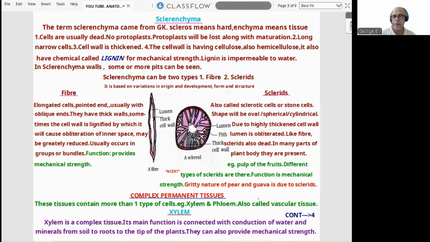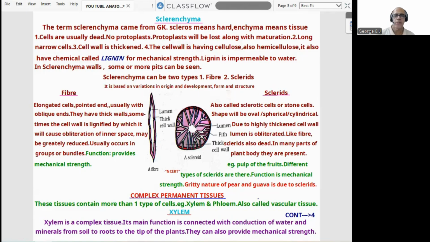In many parts of the plant body, they are present. A typical example is the pulp of fruit. Different types of sclerids are there, like microsclerids, macrosclerids, osteosclerids, astrosclerids and so on. The function is mechanical strength. When we consume certain fruits, like pear and guava, we can find some grittiness. That gritty nature of pear and guava is due to sclerids, or sclerotic cells or stone cells.